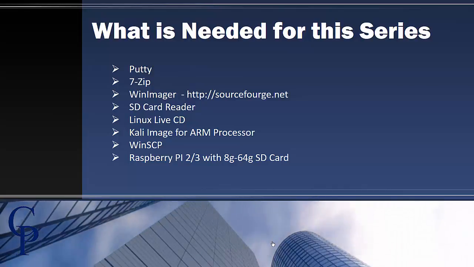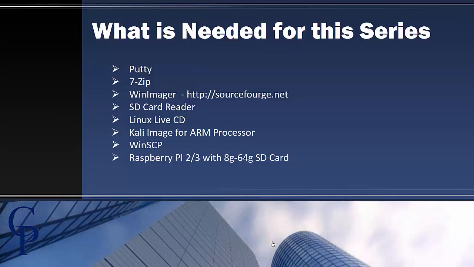We're going to need a copy of 7-Zip, which is a free unzip program, because when you download this from Kali Linux, you're going to have a file that is in an XZ format, and most extractors won't see that, but 7-Zip will. We want another program called WinImager. WinImager can be found at sourceforge.net. It's a free program as well.